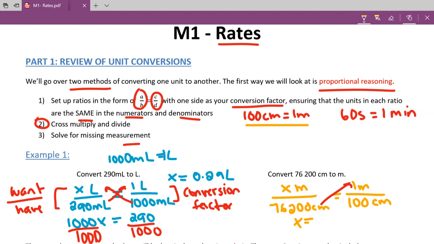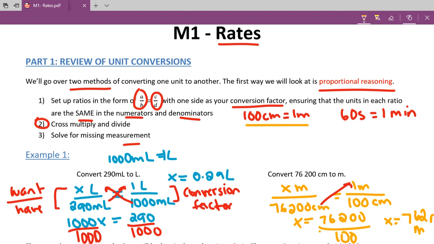I'm left with just x on the left, but then I've multiplied 76,200 up to the top, and there's still 100 on the bottom. So I'm going to do 76,200 divided by 100, and that's going to give me 762. And remember, x, my units, was meters.